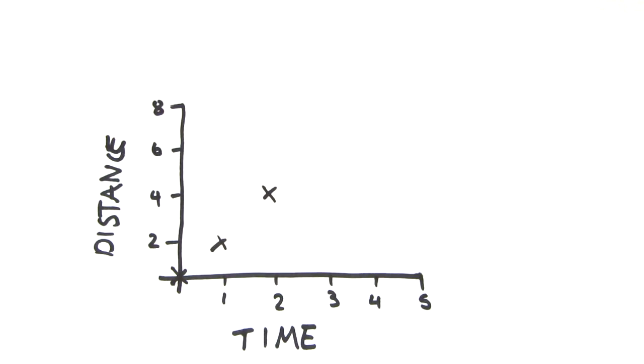then we can plot this on the graph and draw a straight line between the points. If we decide to stop, the line would be flat. Then if we return to our original position, the line slopes back to the origin of the graph.